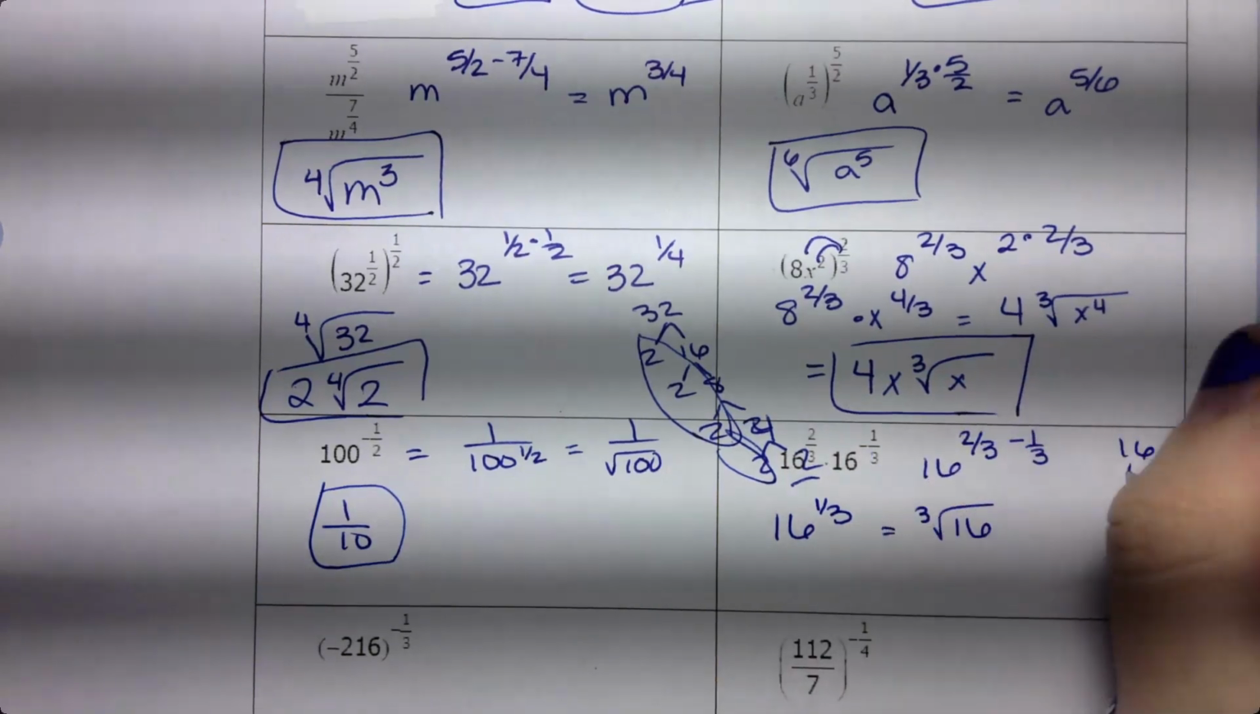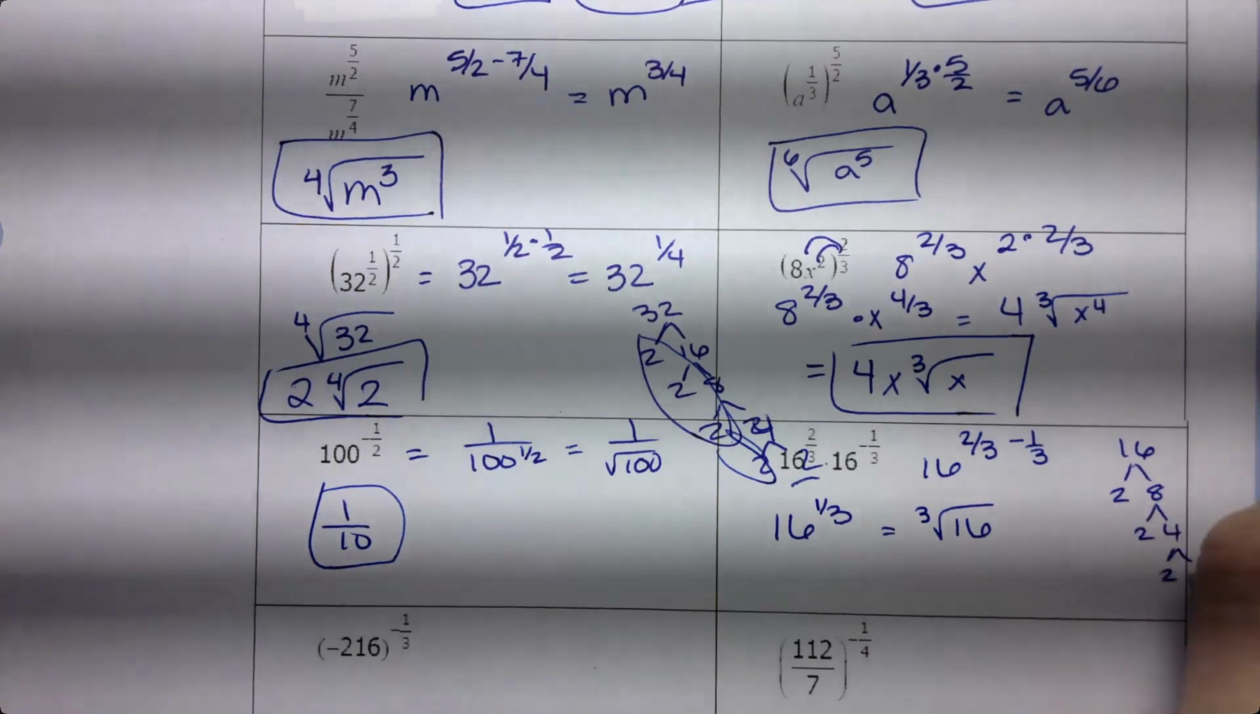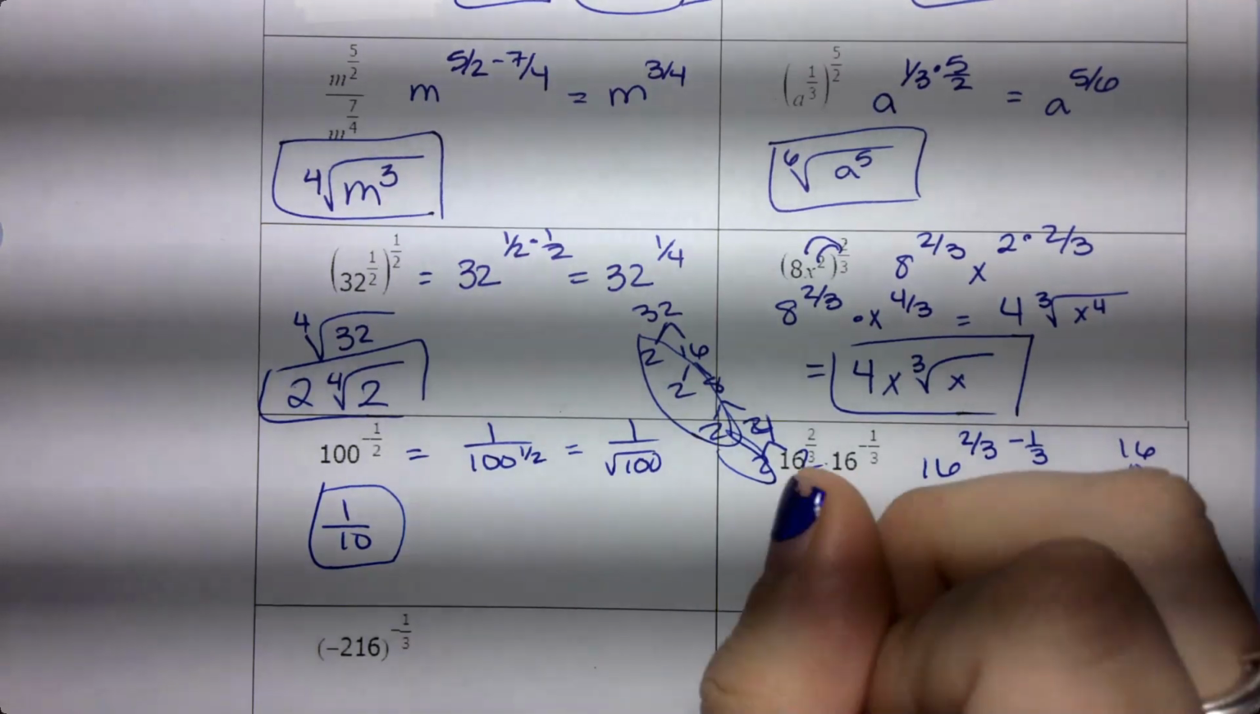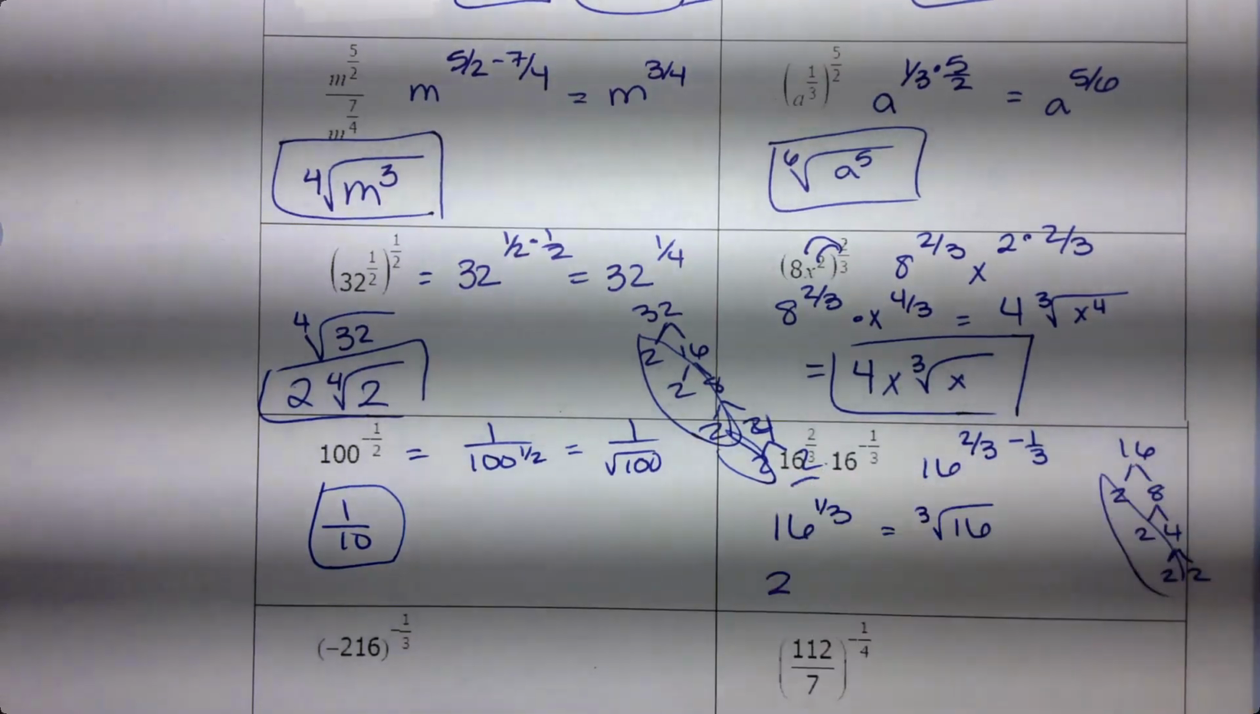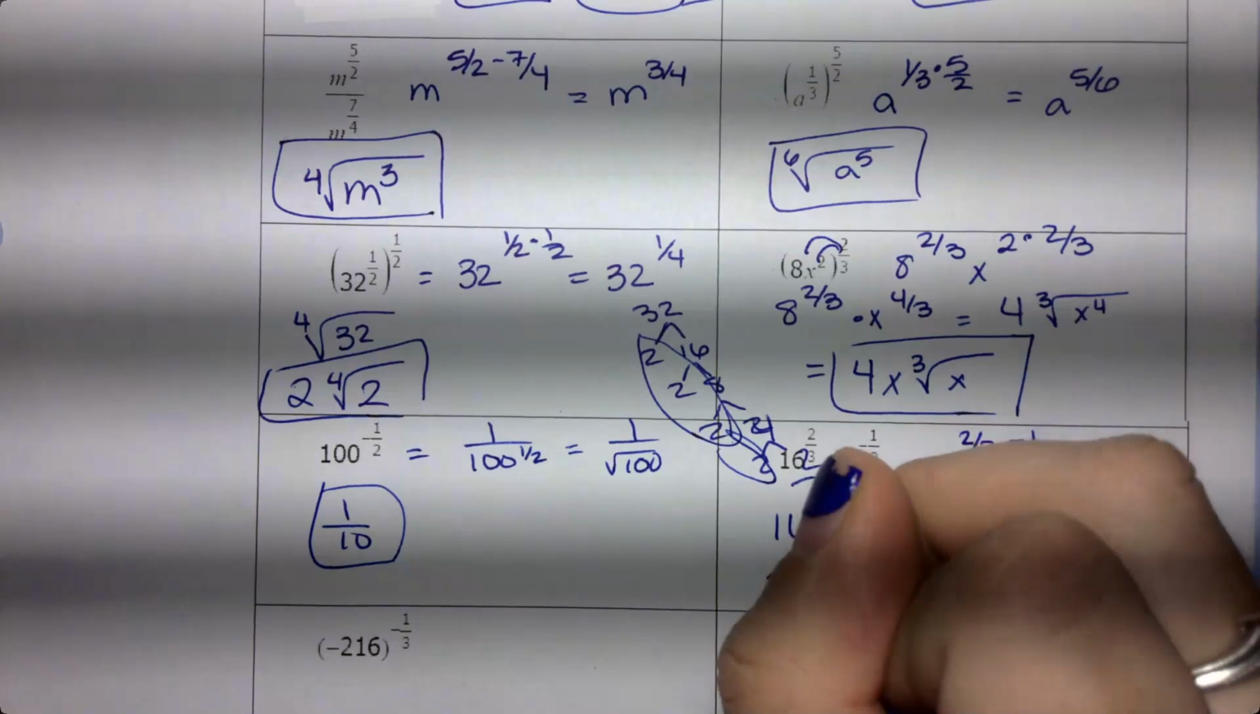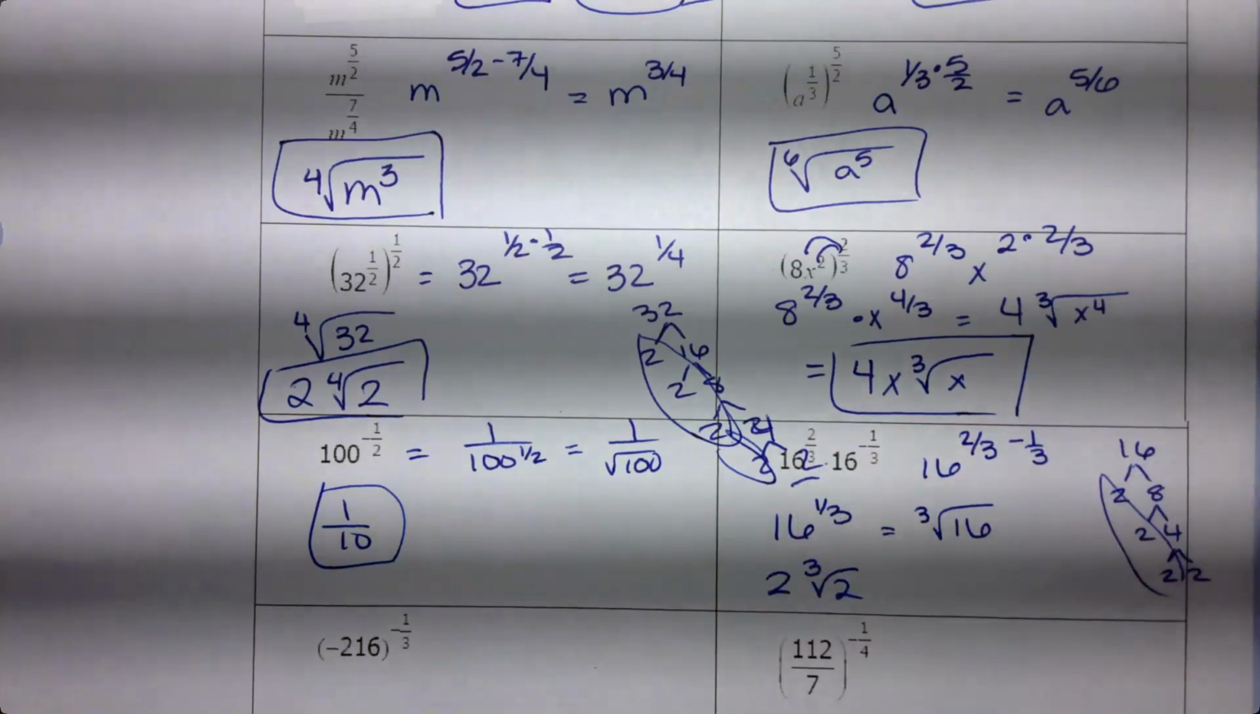If I factor tree 16, I get 2, 8, 2 and 4, 2 and 2. I have one group of three 2's, so that comes to the outside. And then I have a 2 that stays on the inside.